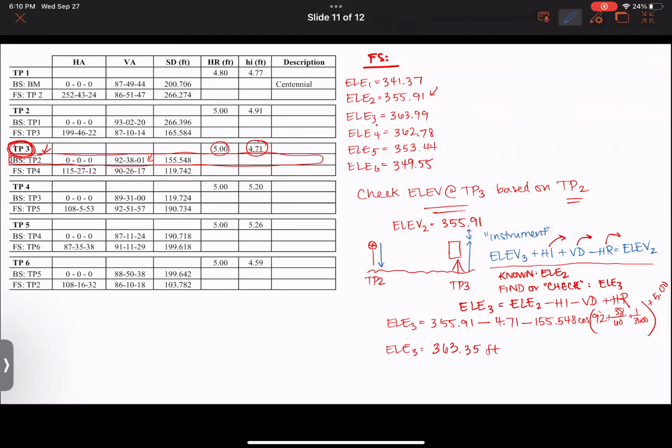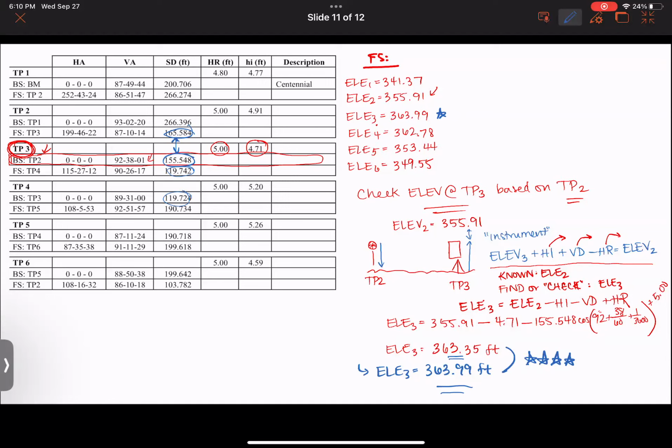What does that tell me? My original calculation of elevation 3 from the foresights up here is 363.99 feet. These two are close together. That is what we want. It's always better if they are super close together, but this would make me happy. This would tell me, okay, my measurements seem all right. And we sort of have the additional validation of the slope distances. But you'll notice they have a 10-foot difference in their slope distances at this point. There was probably an issue or an error there. But the fact that these elevations are pretty darn close makes me happy.